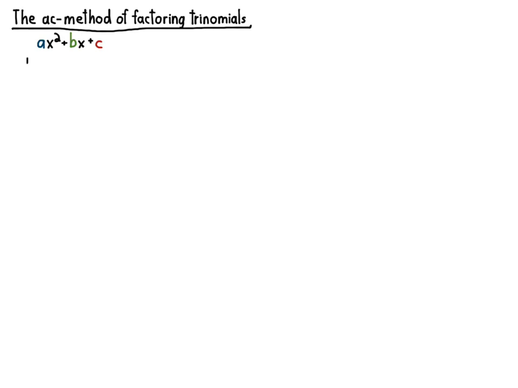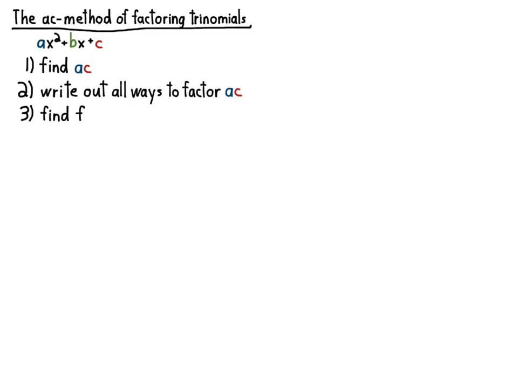Okay, so find A times C. Then write out all ways to factor A times C. Now you might say, well, that would just be A times C or minus A times minus C, but that's not true because you're multiplying the numbers out before you do the factoring. So write out all ways to factor AC. Then the next step, you find factors of AC that add to B.